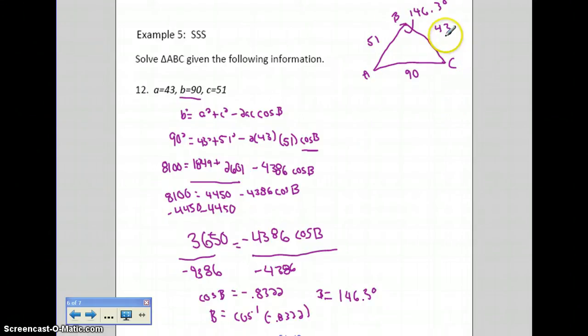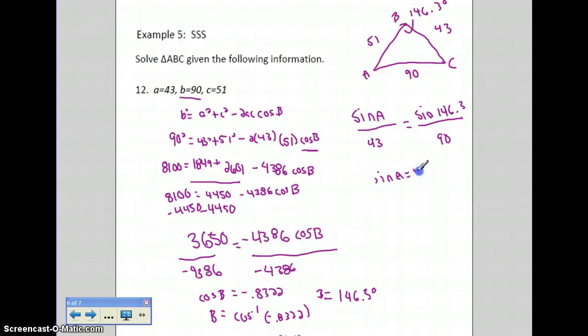So now what I want to do is find angle A or angle C. Okay? Now I don't have to worry about the law of cosines anymore because I have an angle and a side that are opposite each other. Remember, if I have an angle and a side that are opposite each other, I can use the law of sines. So I'm going to do sine of A over 43 equals the sine of 146.3 over 90.